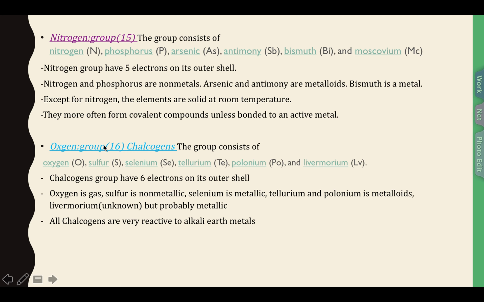The oxygen group, which is group 16 and also known as the chalcogens, consists of oxygen, sulfur, selenium, tellurium, polonium, and livermorium. The chalcogens have 6 electrons in their outer shell. Oxygen is a gas, sulfur is nonmetallic, selenium is nonmetallic, and tellurium and polonium are metalloids. Livermorium is unknown, but probably metallic. All chalcogens are very reactive with the alkaline earth metals, which, if we remember, are group 2.